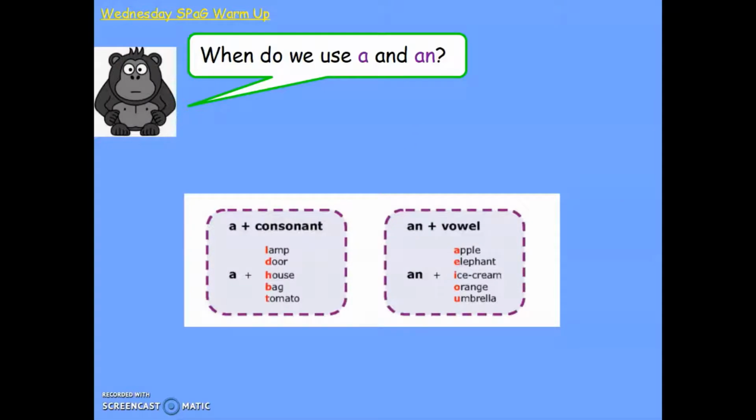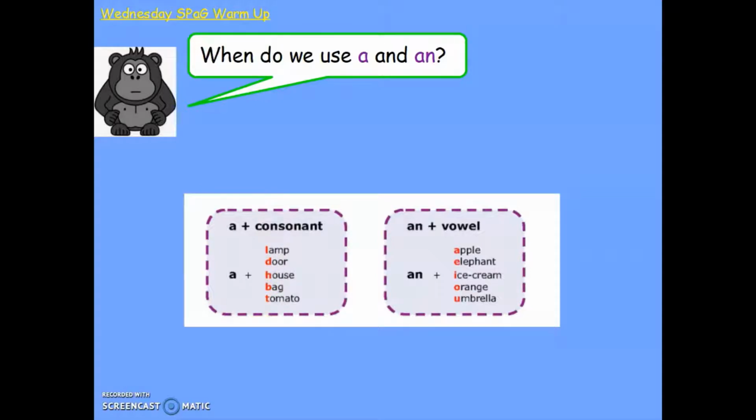We need to use A when the next word begins with a consonant. For example, a lamp, a door, a house, a bag, or a tomato. These all begin with consonants.